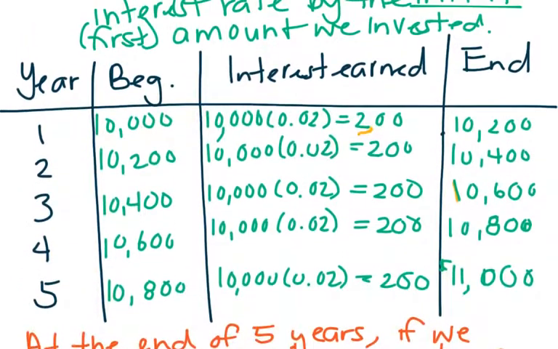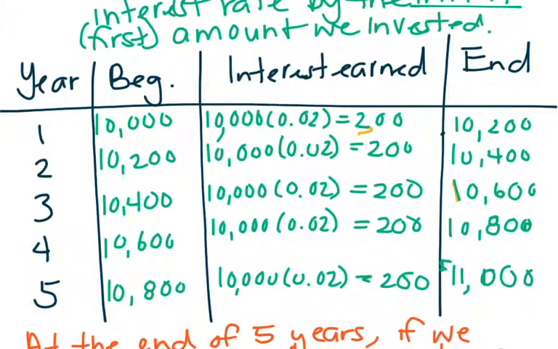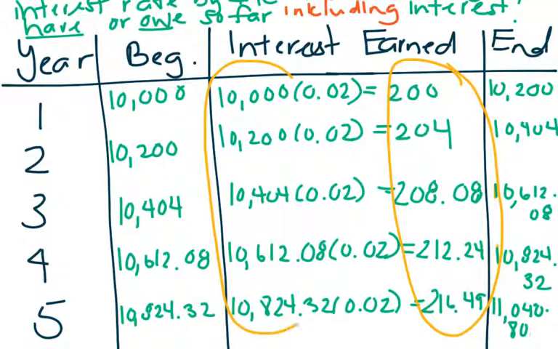If you take a look at simple interest, what do you notice about the interest earned? What you should notice is that it's the same for every single period because we're always multiplying it by the initial amount. So it ends up being the same calculation. But looking at compound interest, what do you notice about the interest earned? It's increasing every single period. And that's because the amount we're multiplying it by is increasing because we keep on making more and more interest.